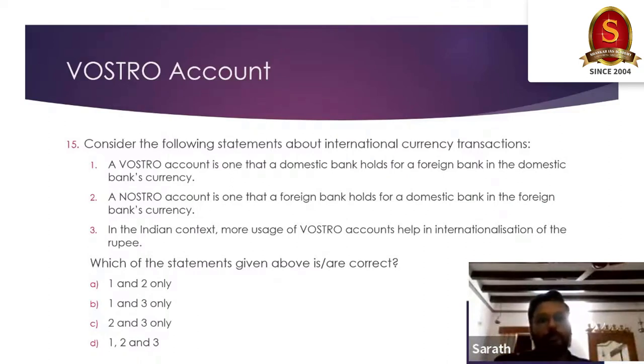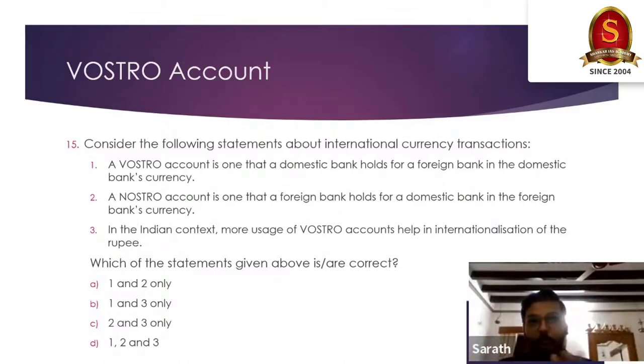When we call it, we refer to it as Vostro. When they refer to the same account, they'll call it Nostro. Okay. So the first two statements are explanations. In the Indian context, more usage of Vostro accounts helps in internationalization of the rupee. More Vostro means that more and more people or more and more countries are okay with transacting in rupee.